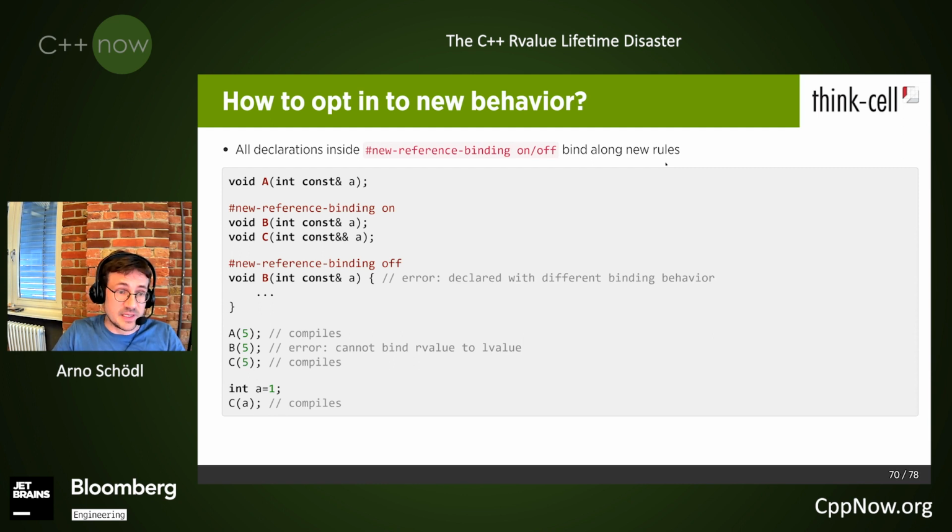Now, probably you would want that if the declaration and definition use different binding rules, this is something that the compiler would flag and not compile. So if B here would be declared with the new binding rules in effect, and then instantiated or defined with the old binding rules in effect, that wouldn't compile. It would say, well, you have to decide for one way or another.